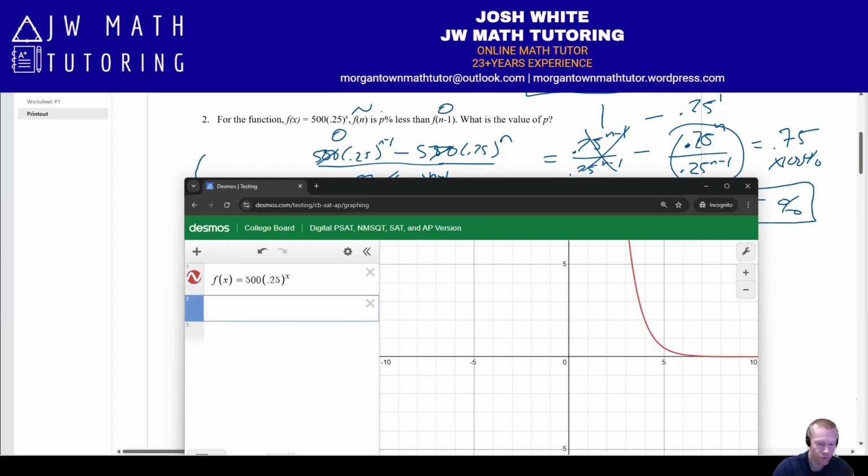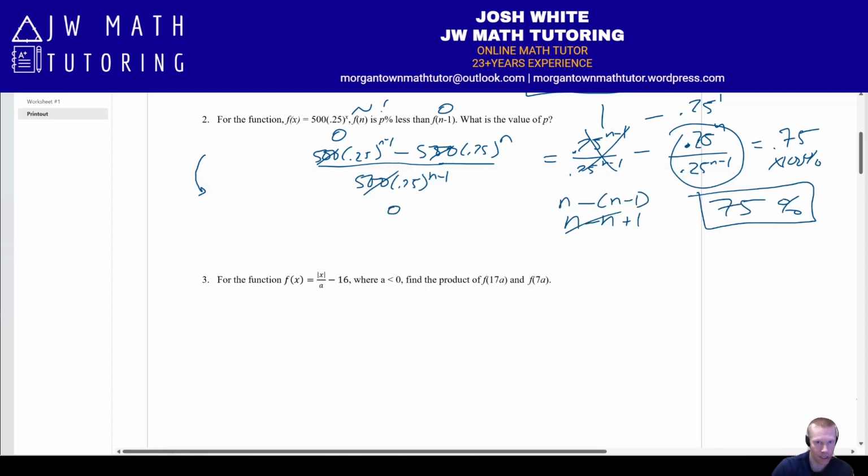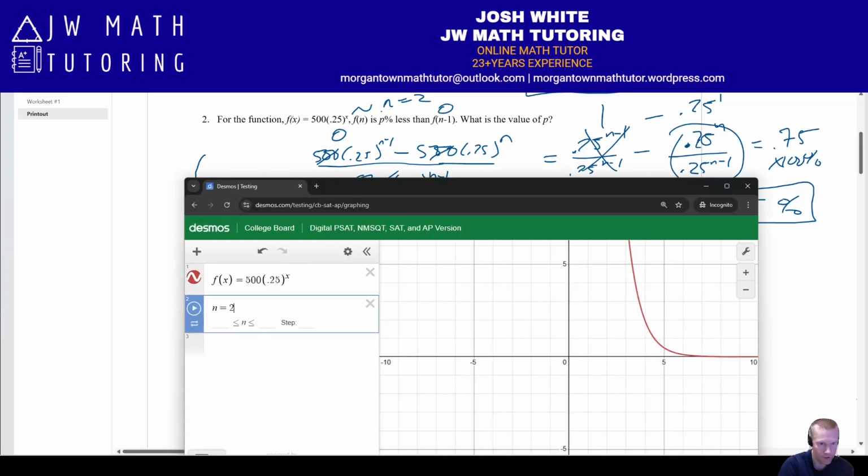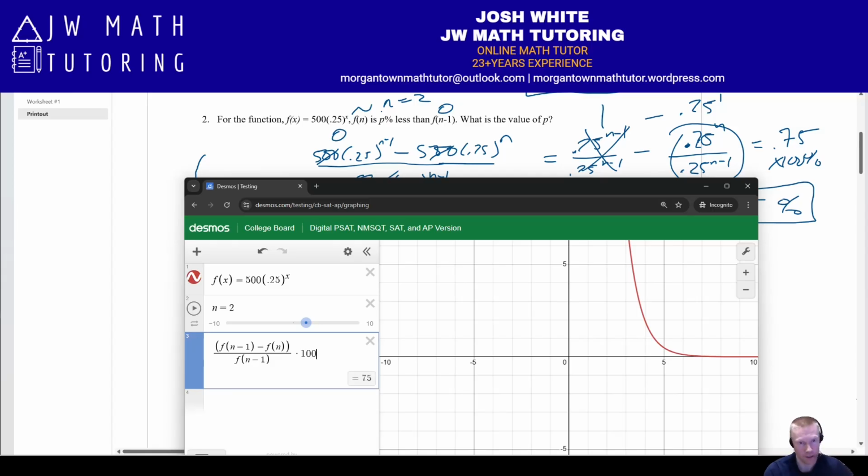Okay. So you just need to compare two numbers that are separated by 1. So like I'm going to do f of 2 and f of 1. Okay? And basically what I'm saying is I'm letting n equal 2. So if you want to think about it that way, we could actually do this. Okay? And then what we could do is, again, it's going to be f of n minus 1 minus f of n. That's the old value minus the new value. And then the whole thing is divided by f of n minus 1. But again, this is the decimal, so to get the percentage, we need to multiply by 100. And so right there is our answer.